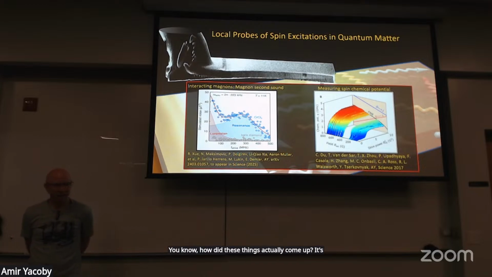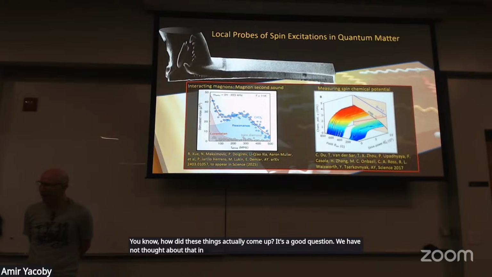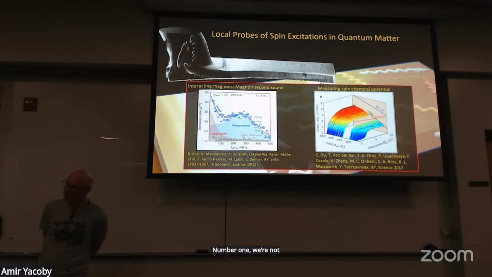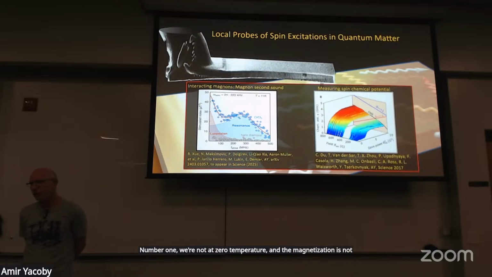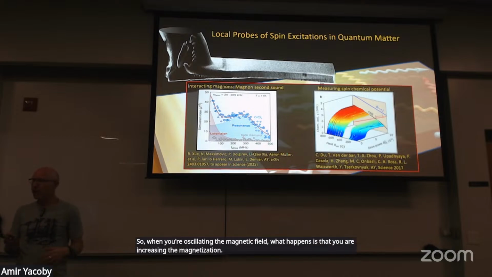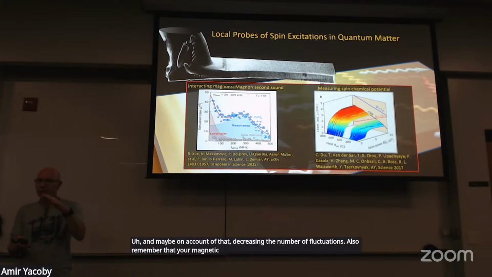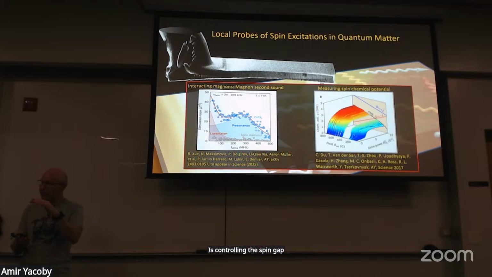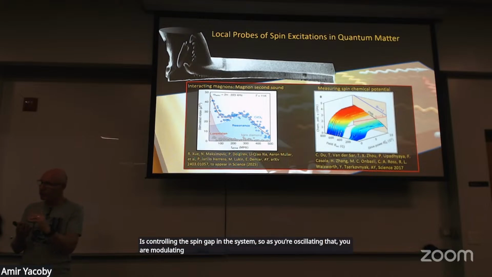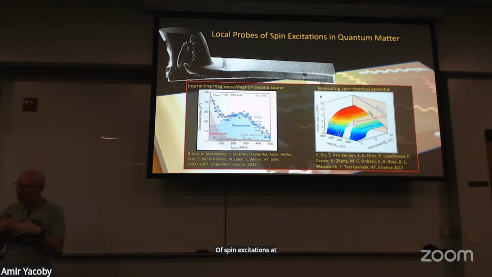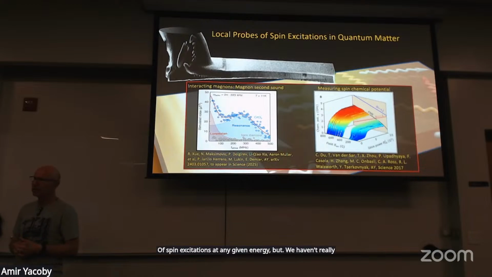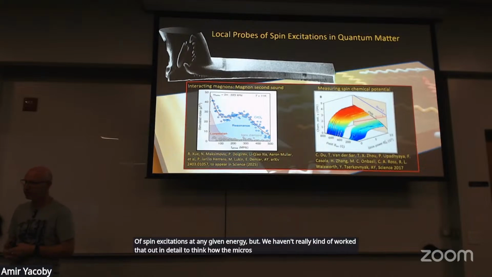It's a good question. We have not thought about that in detail, on what's the mechanism. What I'm suspecting is that, number one, we're not at 0 temperature and the magnetization is not saturated. So when you're oscillating the magnetic field, what happens is that you are increasing the magnetization, and maybe on account of that, decreasing the number of fluctuations. Also remember that your magnetic field is controlling the spin gap in the system. So as you're oscillating that, you are modulating the number of spin excitations at any given energy. But we haven't really worked that out in detail to think how the microscopics works.